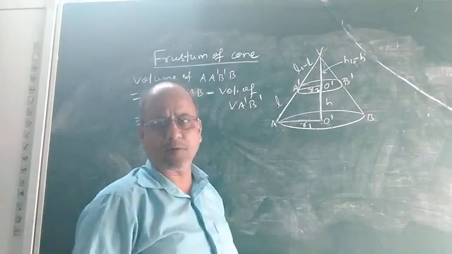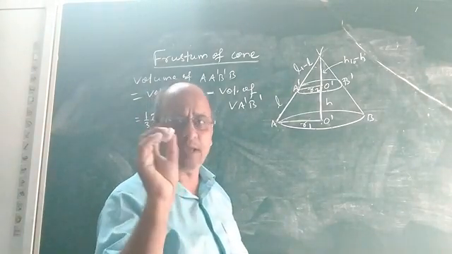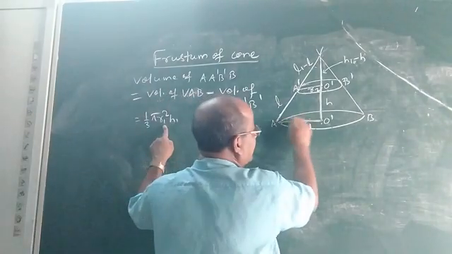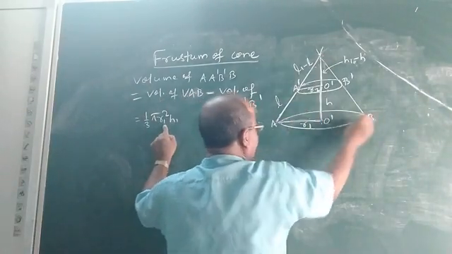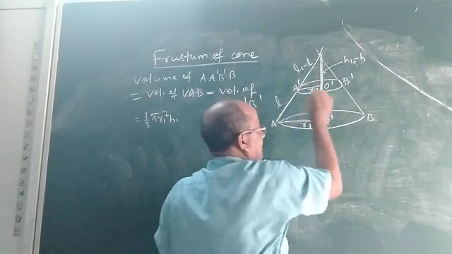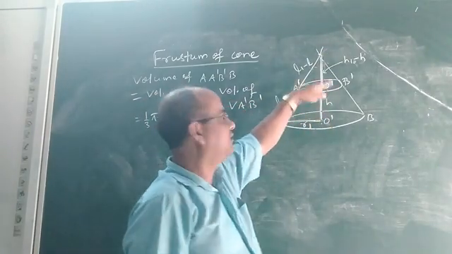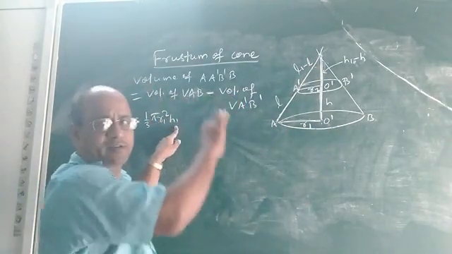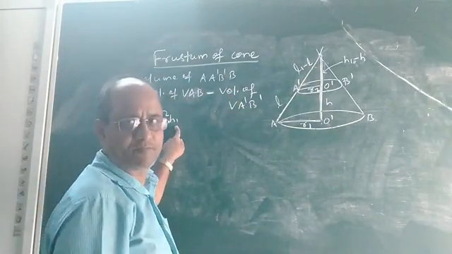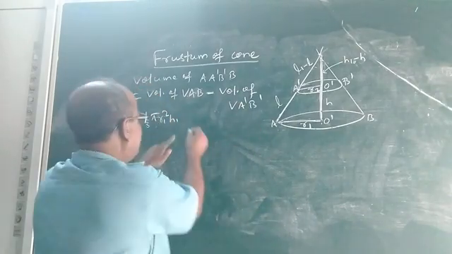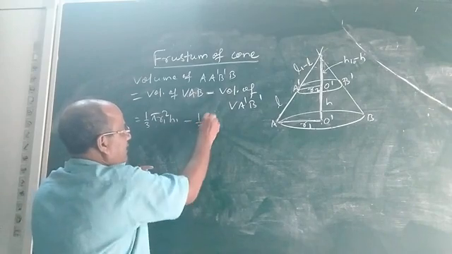Now what will be the volume of cone VAB? You know the formula for the volume of a cone: 1 by 3 pi r square. The radius of the cone VAB is r1, and the height VO is, suppose, h1. We have already discussed it. The height of the original cone VAB is h1, so the volume is 1 by 3 pi r1 square h1.